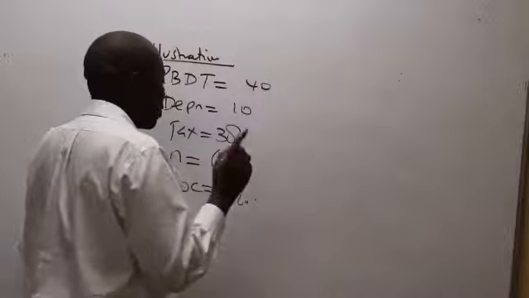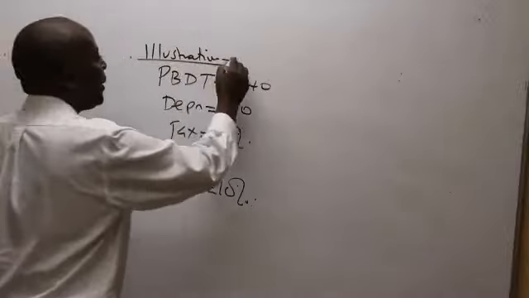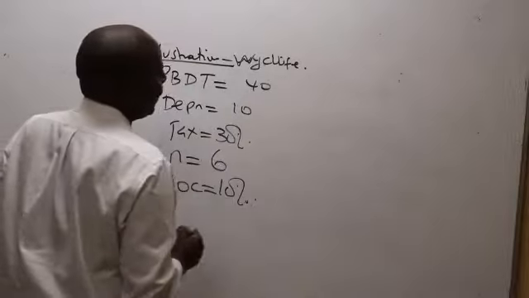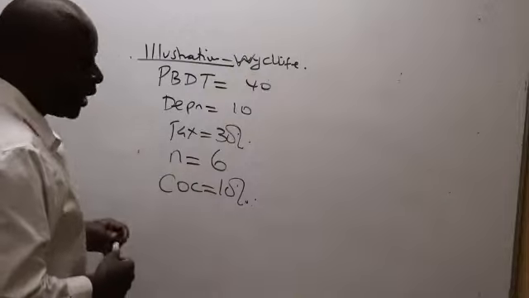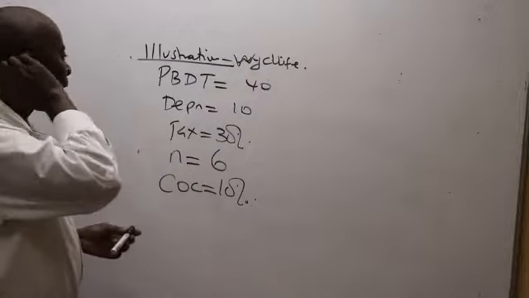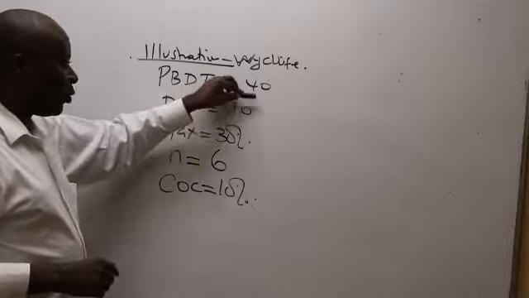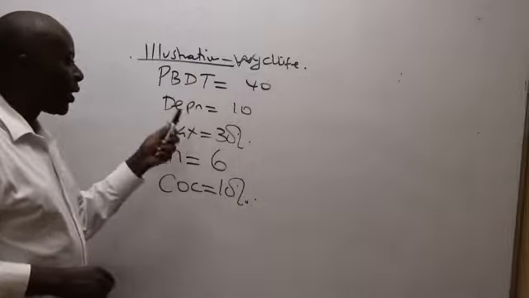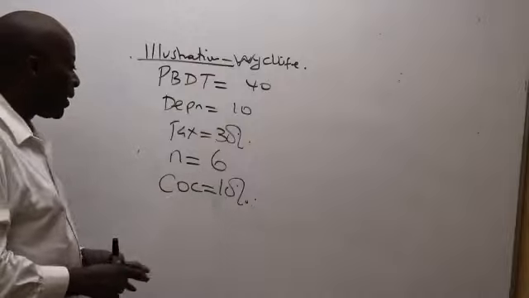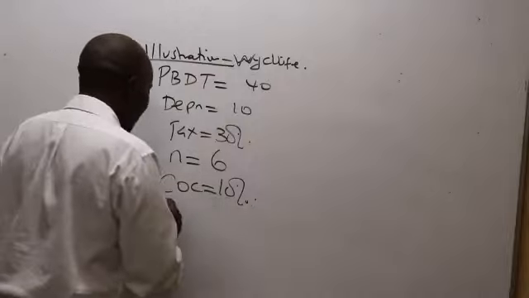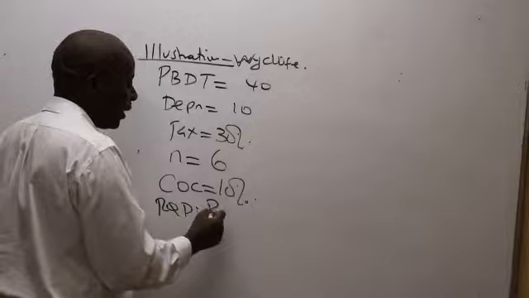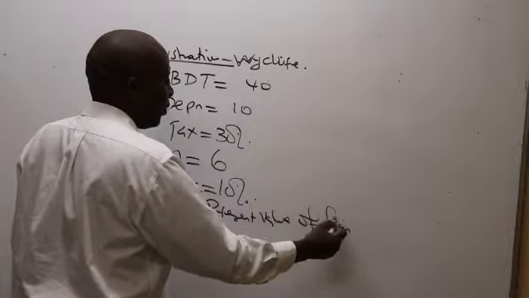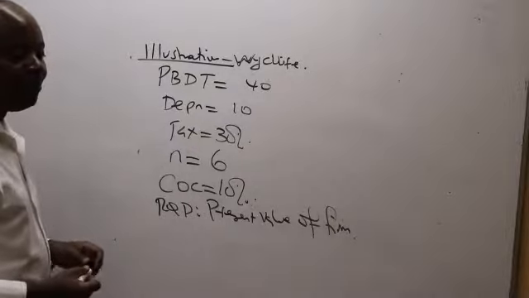The cost of capital being used here is still 10%. So Wycliffe wants to buy an organization. This organization, ladies and gentlemen, is giving 40 million in a year as profits. It has depreciation of 10. Tax is 30%. N is 6. And then the cost of capital is 10%. And then you are required here to determine the present value of the firm.